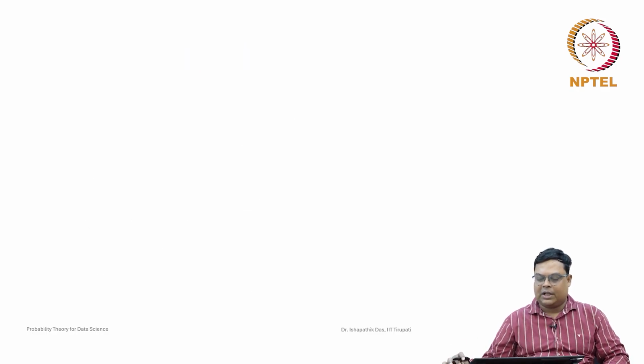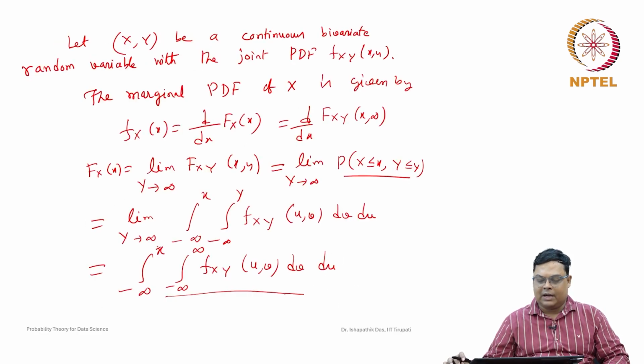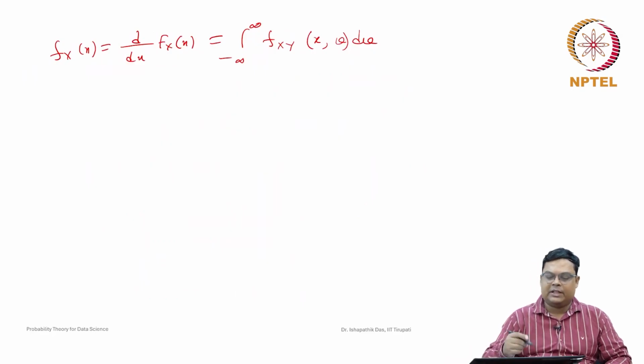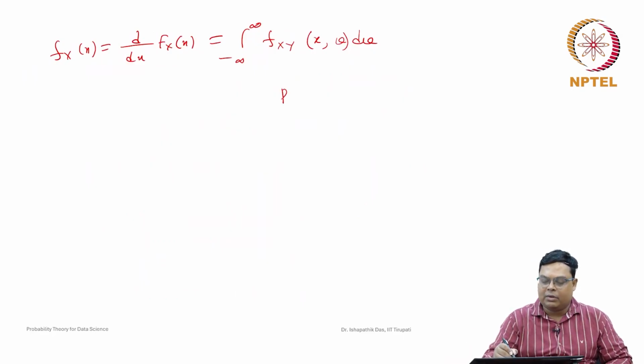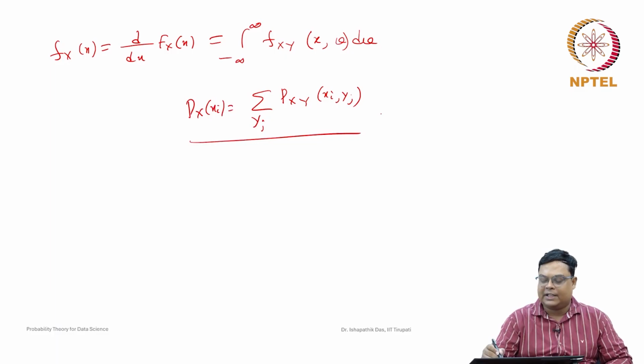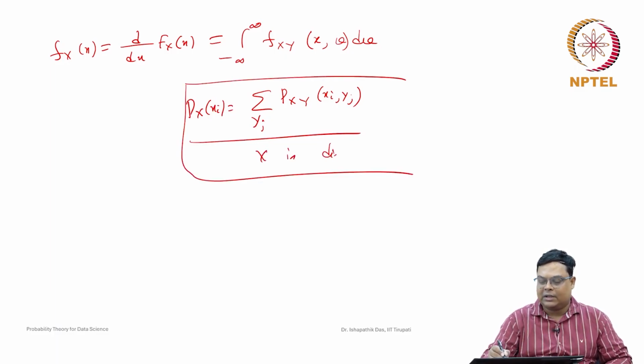So, that means, without going through this complexity, if you can understand how we found it in the discrete case. In the discrete case we found f_XY of (x_i, y_j): if you fix x_i and take the sum over the other variable, we found the marginal density function of x, whenever x is discrete.